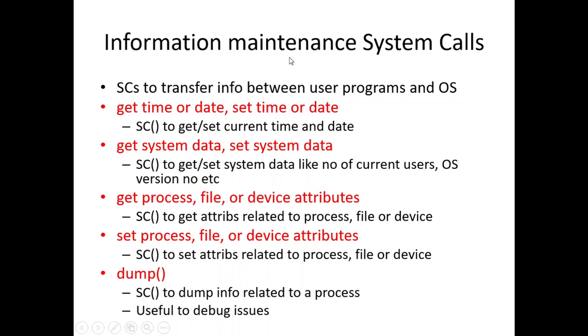There is one more special system call, the dump. This dump would dump the entire process related information, and we can make use of that information for debugging any issues. So you can call this dump whenever there is an abnormal termination, and you can look at the dumped information to debug the issue. So this dump is more into debugging issues.